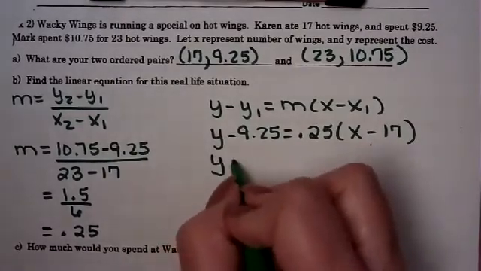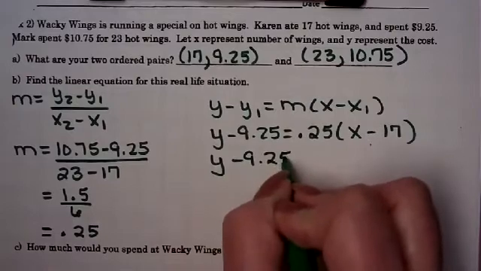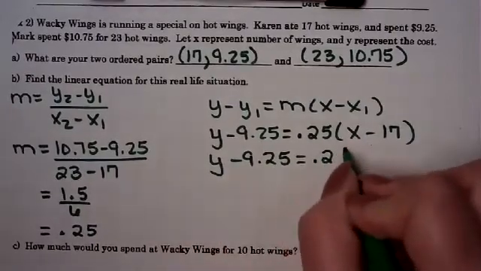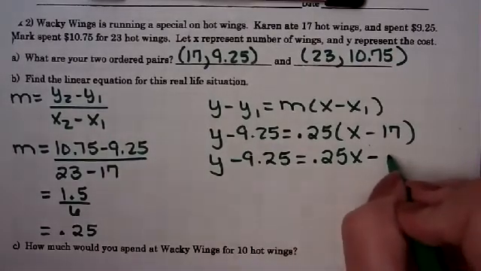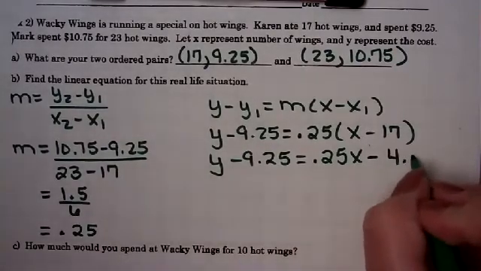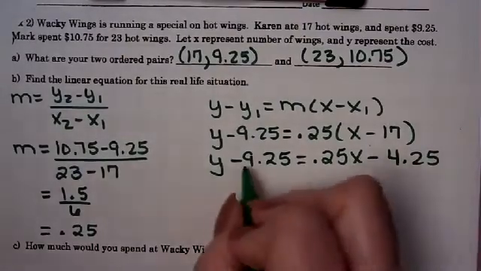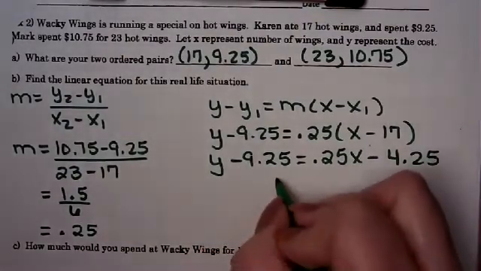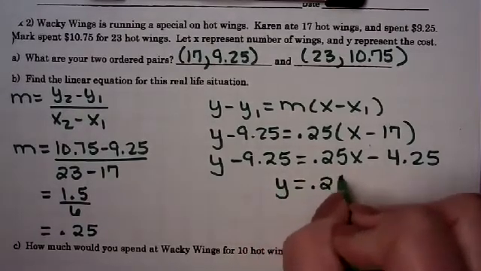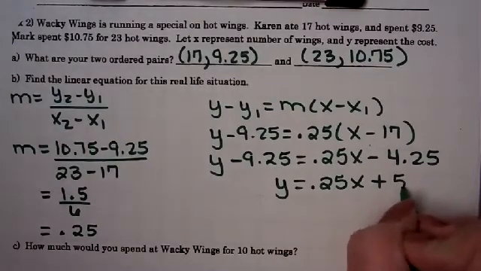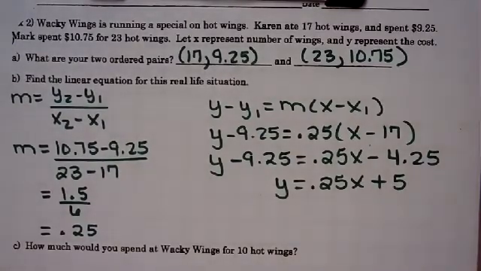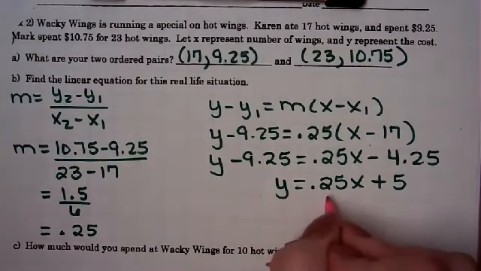So let's simplify this. y minus 9.25 equals 0.25x minus 17 times 0.25, which is 4.25. Then all I need to do is add the 9.25. So y equals 0.25x plus 5. Okay, now we definitely, in our problem, just thinking about what we're looking at here, we definitely know this is a cost per wing.